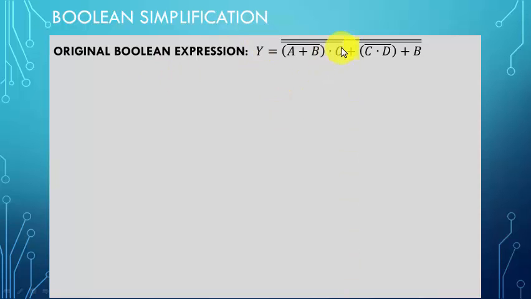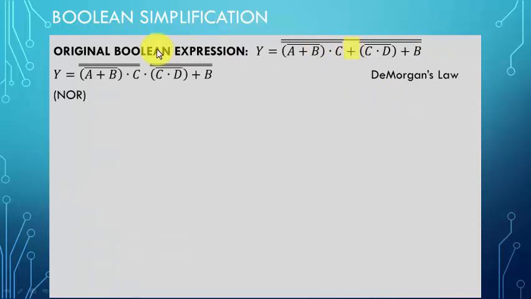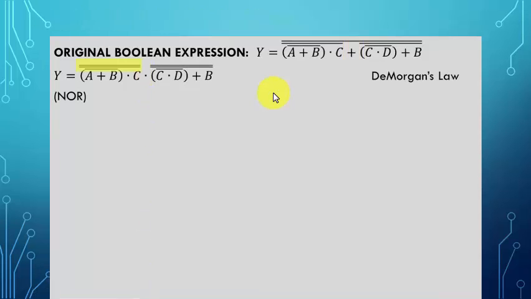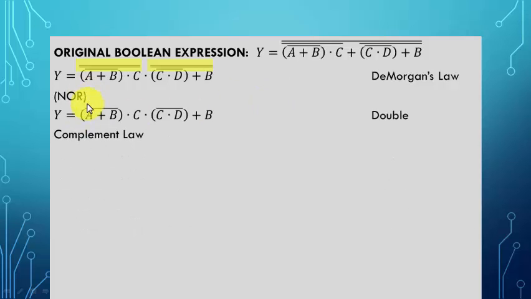So how to simplify this? First, you see a long line above everything, then maybe consider De Morgan's law. Break the line, change the sign. And after you've done that, you will see you have two lines here and two lines here. Two lines means not, not. That means yes. So basically, because of two lines over here, you can delete the two lines. So the circuit becomes this.